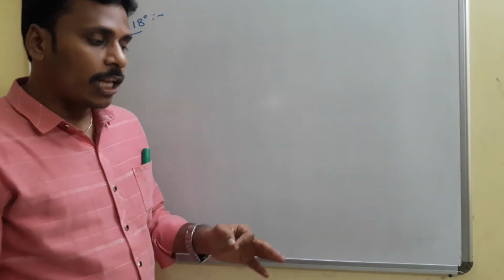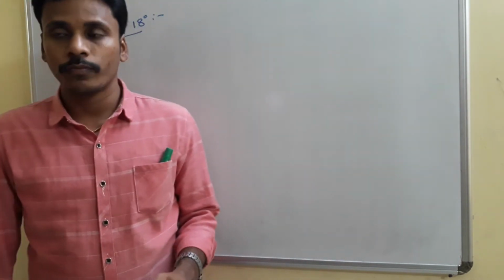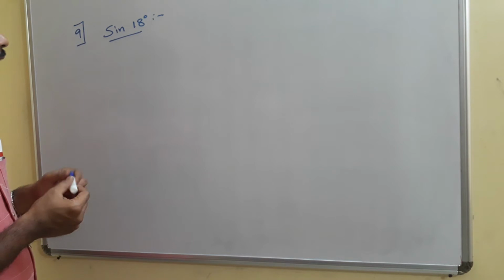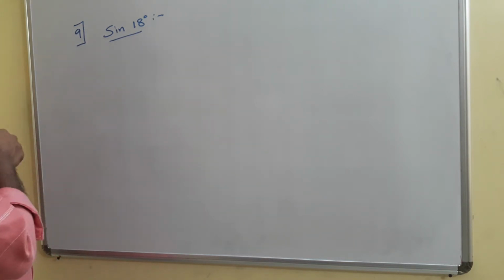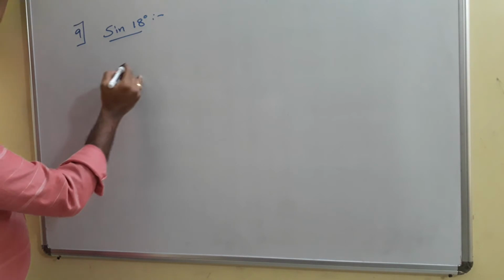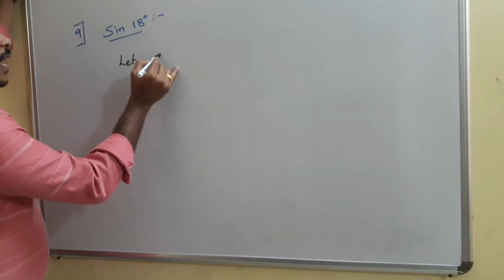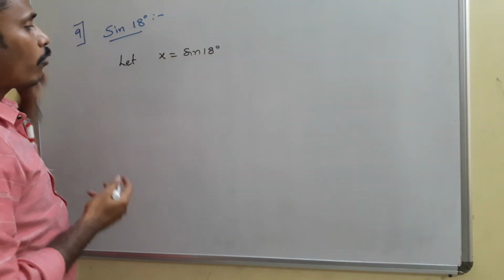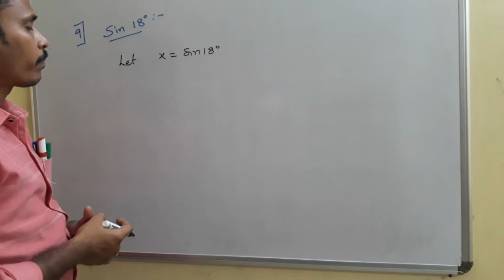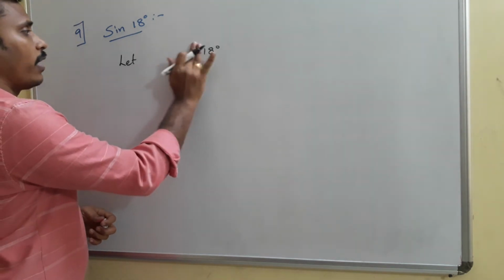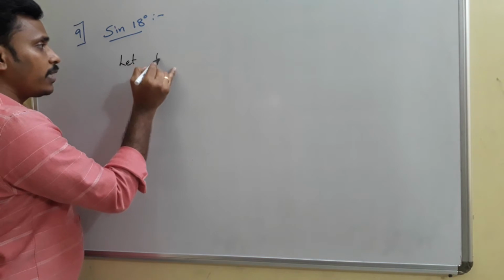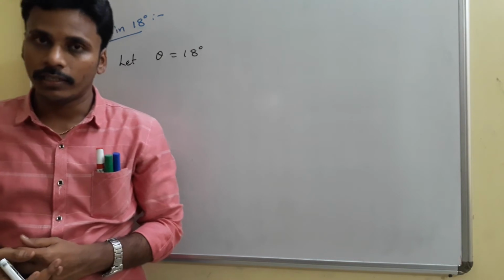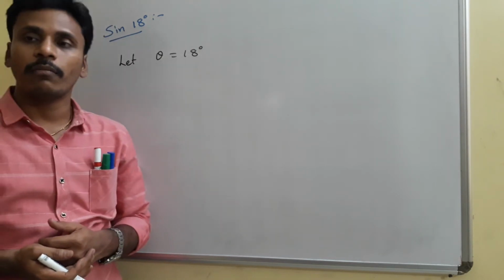Finding the value of sin 18 degrees is a different approach. The approach is somewhat magical. Sin 18 degrees we need to find. For that, you just suppose that some x is equal to sin 18 degrees. Let x be equal to sin 18 degrees. Now just take theta equal to 18 degrees. So finding sin 18 degrees is nothing but finding sin theta.